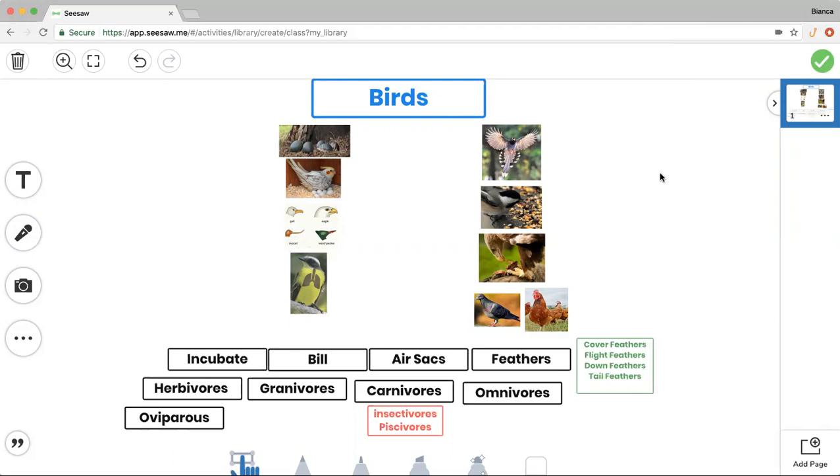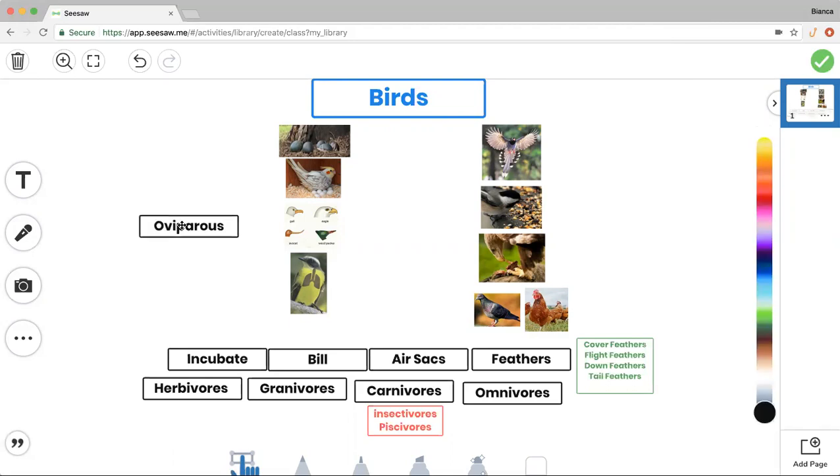So the first thing I want to talk to you about is how birds are oviparous. Can you say oviparous? Now, in the video it said that oviparous means that birds lay eggs. So all birds lay eggs, and they are very similar to reptiles in the sense that most reptiles lay eggs. So they are oviparous.